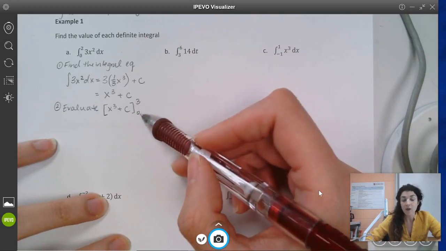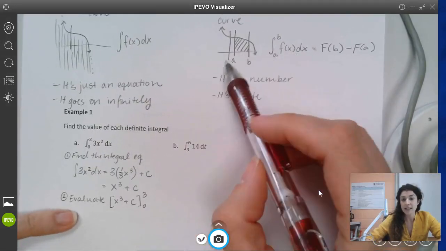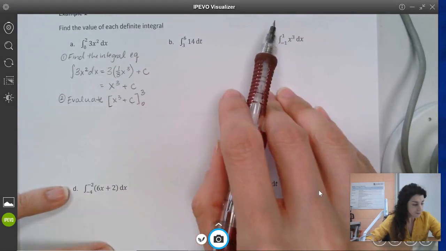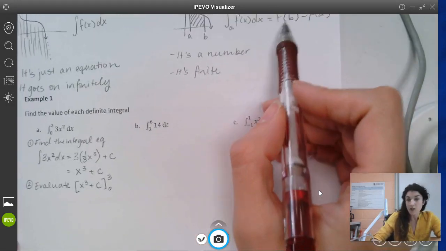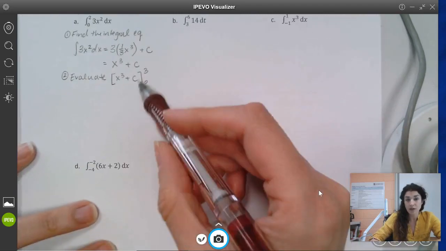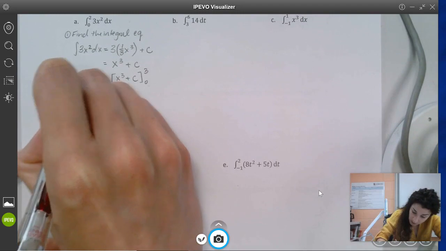So that will kind of show you that that's kind of what we're going for, is starting at this number and going to that number. What is the evaluation there? Following this right here, we're going to plug in the top number first into our integral. So we're going to plug in 3 first into our integral. So that would be 3 cubed.